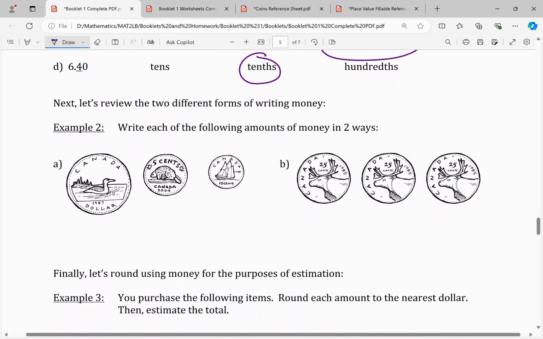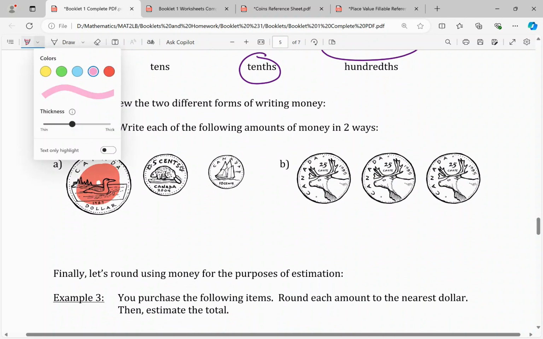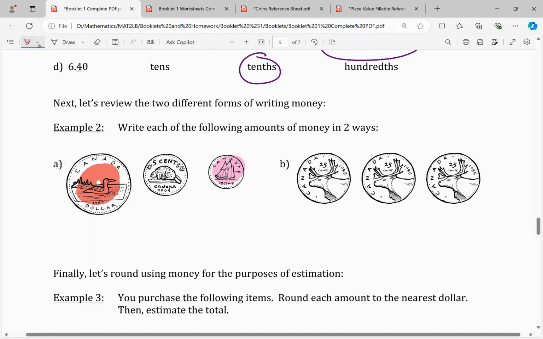Now, the next review that we're going to do is the different forms of writing money. Write each of the following amounts of money in two ways. Example A, we have a loonie, which I'm highlighting now in red. We have a dime, which I'm highlighting in pink. And we have a nickel, which I'm highlighting in blue.